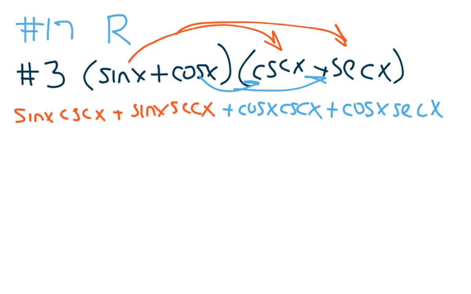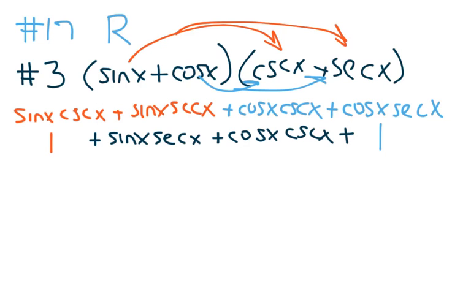Sine and cosecant x gives us 1, so I'm going to change that to 1. And cosecant and secant is also 1. In the middle, I don't know what to do with that yet, so let's rewrite it. We have sine x secant x and we have cosine x cosecant x. 1 plus 1 is 2, so let's write that as 2.